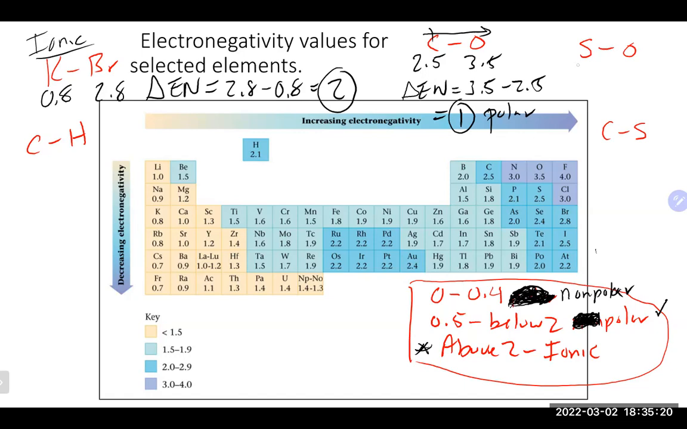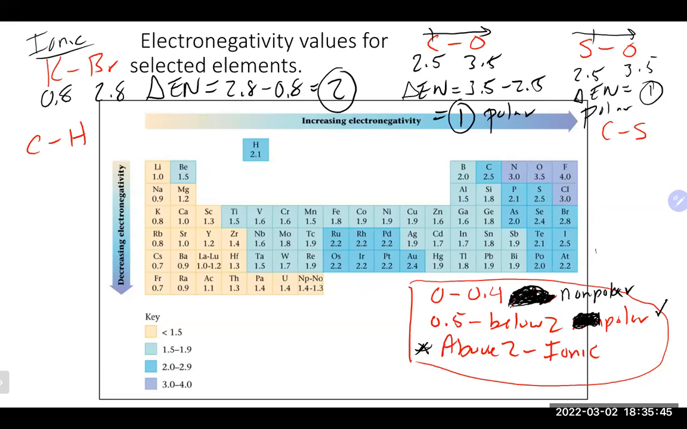Sulfur there is 2.5. Oxygen again is 3.5. Actually, in that case, I guess the carbon. Yeah. And we are going to get a difference in electronegativity, basically the same thing. We're going to get a difference of 1 when we subtract that, also telling us that that is a polar bond as well. Again, here the oxygen is more electronegative.